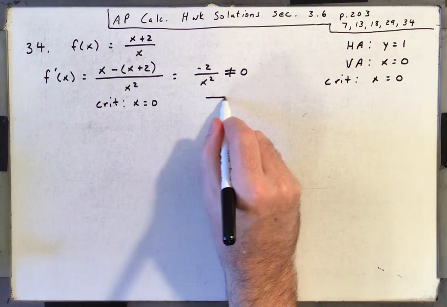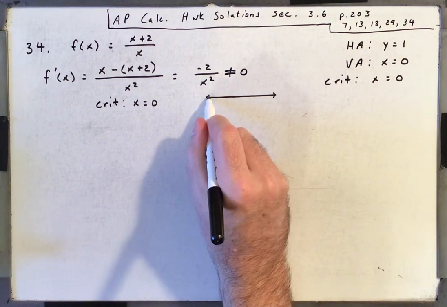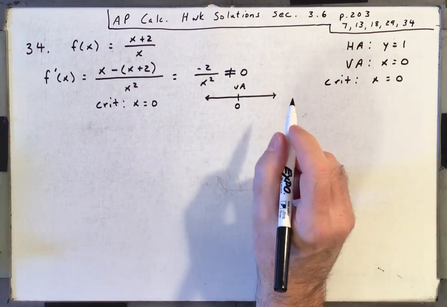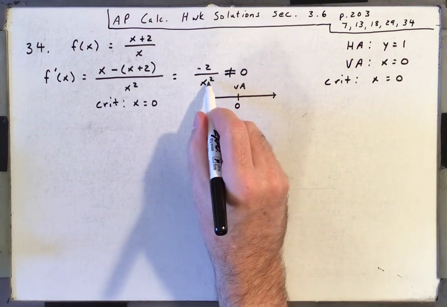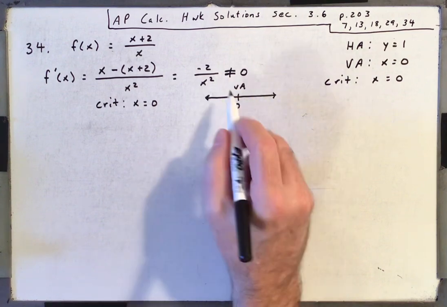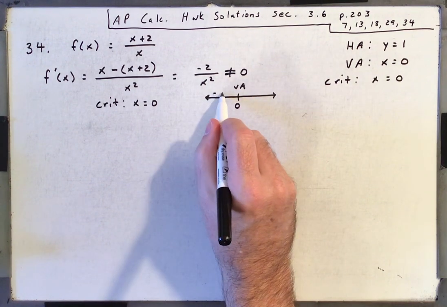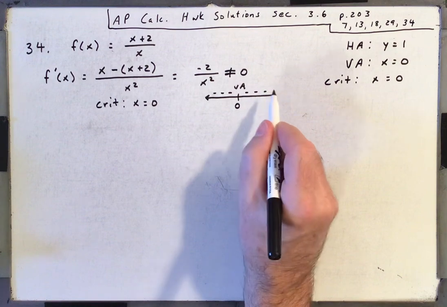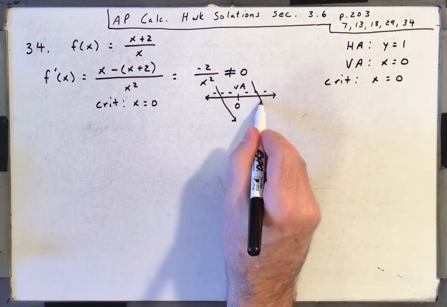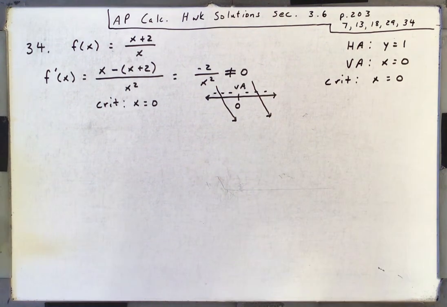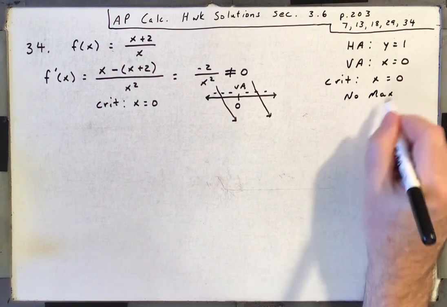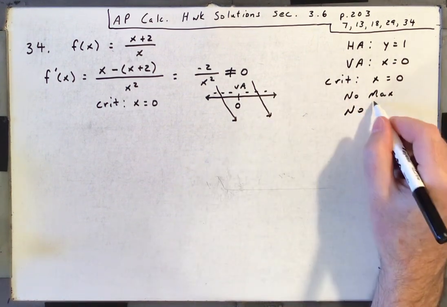I'm going to do the sign line right underneath here, and I like to go ahead and mark that it's a vertical asymptote. Any number you put on the bottom is going to be positive because you're squaring it. So you're going to have a negative over a positive either way, and negative over a positive is always negative. So this function is always decreasing. So we have no max. There's no minimum also. Those arrows don't come together.